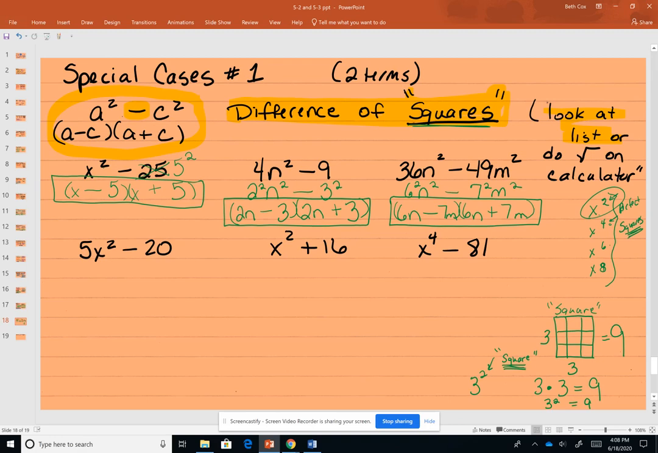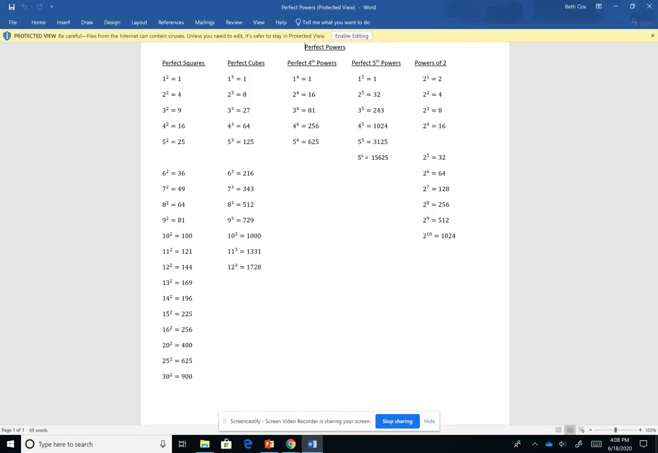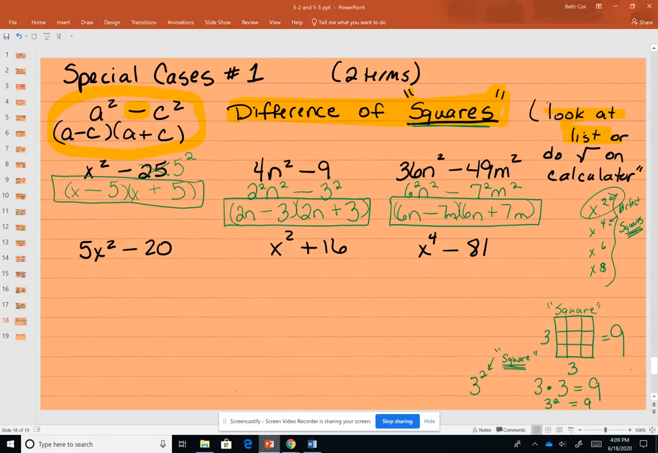Ooh, 5's not on our list. Let's go look. Do you see 5 on our perfect square list? I see 5 to the second power is 25. Yeah, 5's not on my list. 5 is not a perfect square. 20 is not a perfect square. So, oh, what about GCF? I can do a GCF. Let's do a GCF of 5.